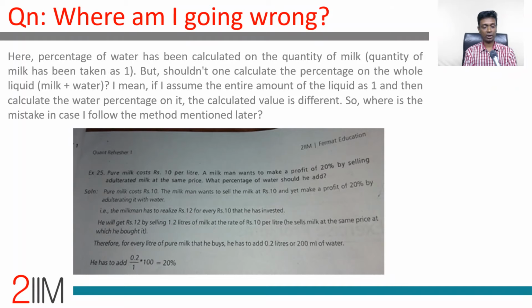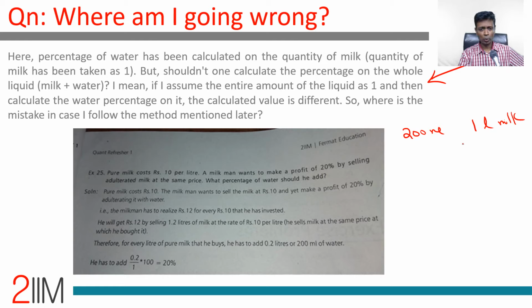Very interesting question. I really liked it. The question says pure milk costs 10 per liter. A milkman wants to make a profit of 20% by selling adulterated milk at the same price. What percentage of water should he add? The actual solving part in this question is not what the questioner has asked. He's not said, how do we solve this? He said, I find that 200 ml of water has to be added to 1 liter of milk.